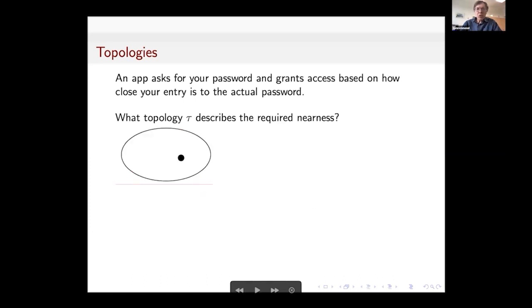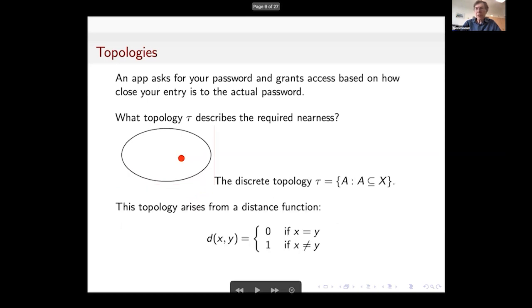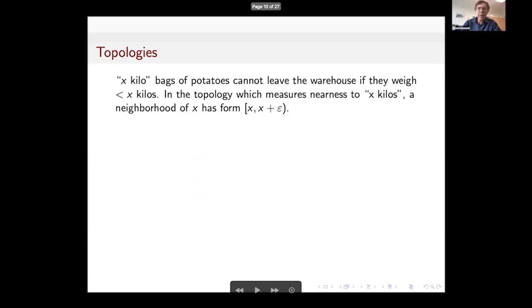But if the app asks you for your password and it grants you access based on how close your entry is to the actual password, then your password has to be exact. So what's close to that password? Just that point itself is close. So here you have a distance function. The exact thing is correct. Anything else is way off, which we'll consider to be 1 unit away.